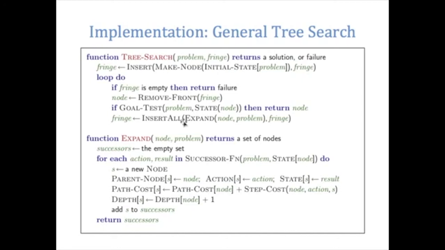You generate the fringe and then, for this particular node, add it to all the unexpanded nodes, examine the next node, and if it's the goal, we're done. Otherwise, we expand it, and so forth.